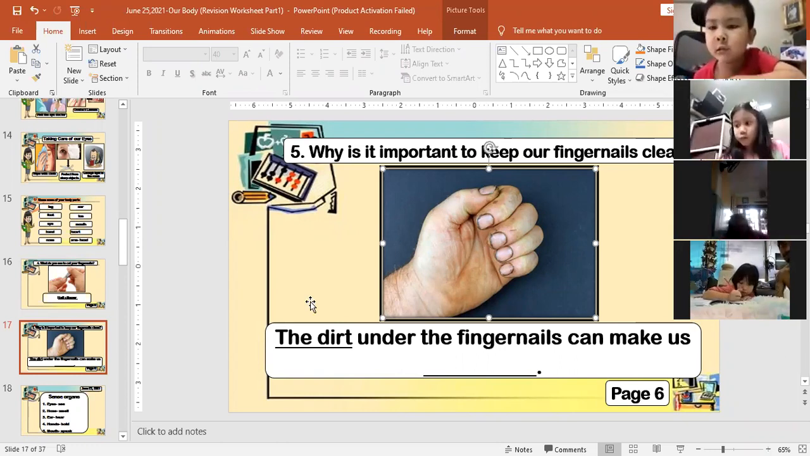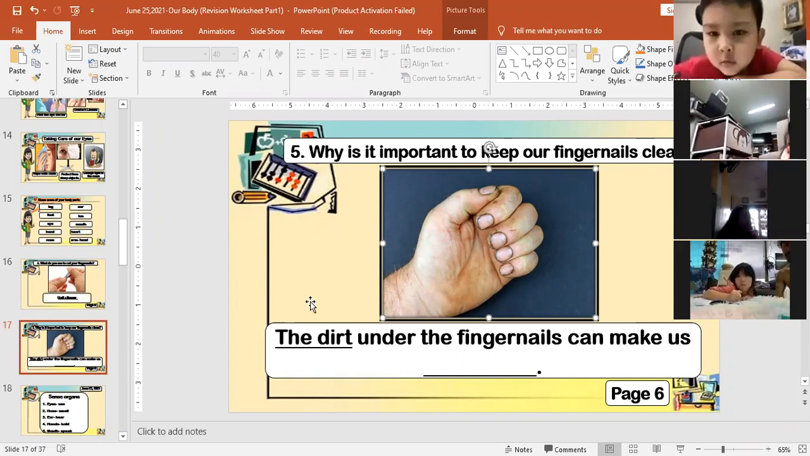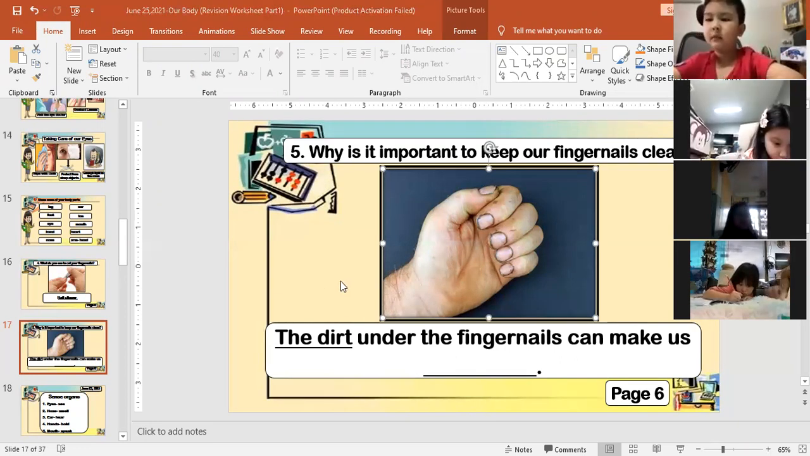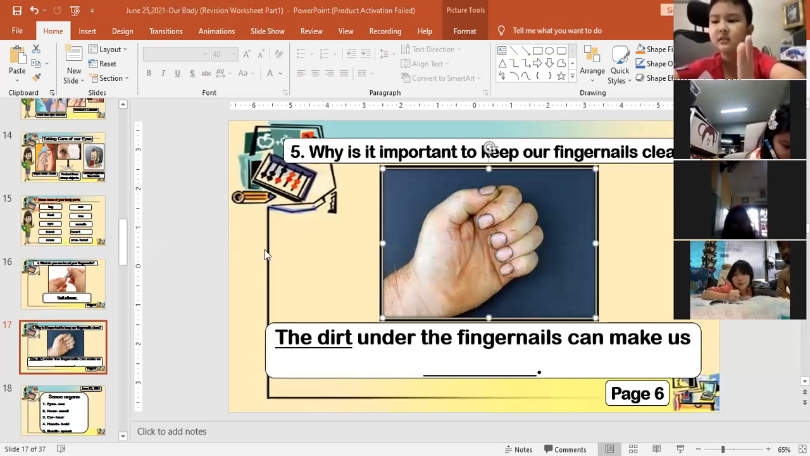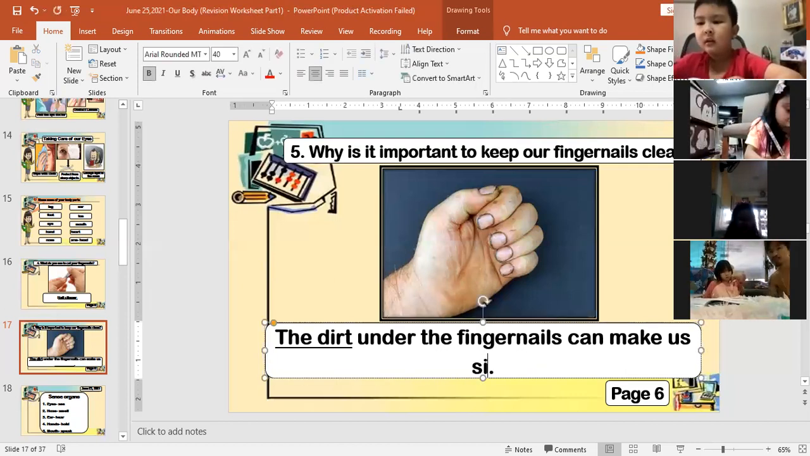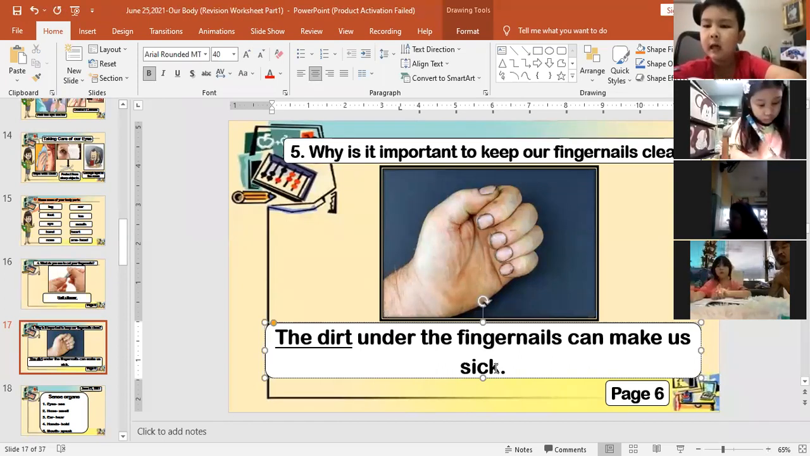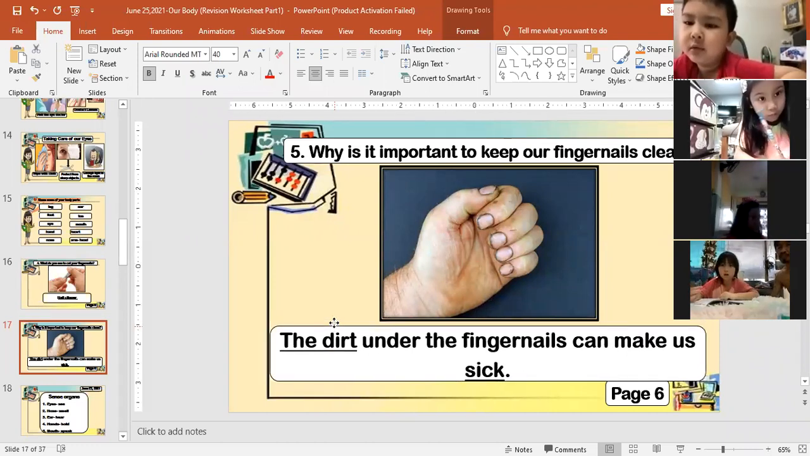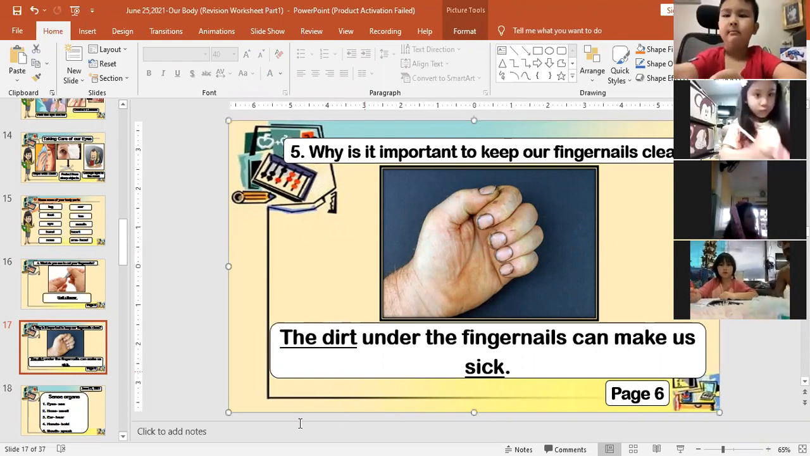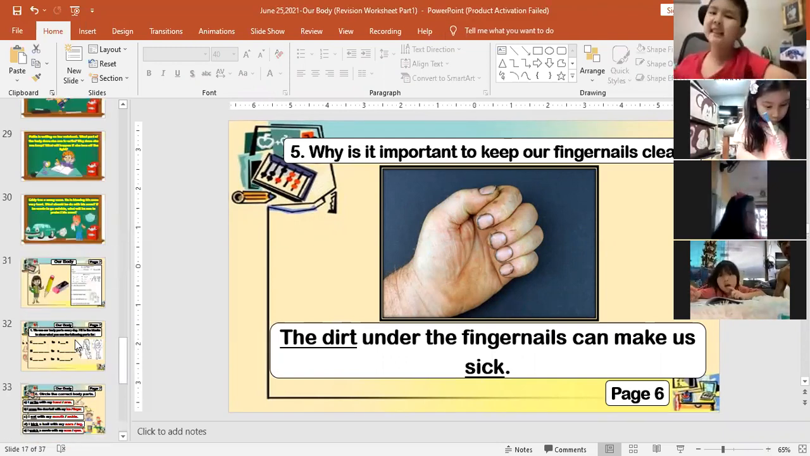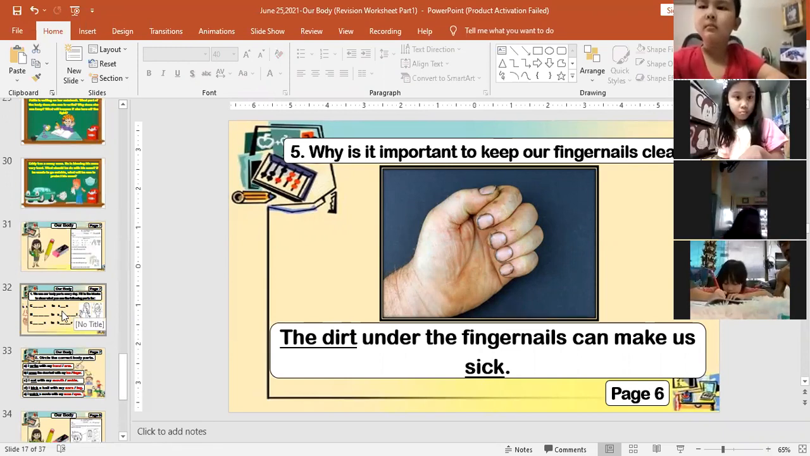If you eat the dirt on the fingernails, what will happen to you? Sick. Okay, you will get sick. How do you spell sick? S-I-C-K. You will get sick.